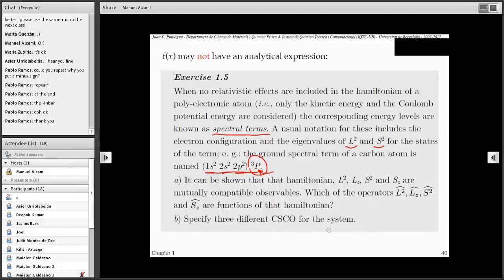Of course, we can do this because it can be shown that L squared, S squared, and also the Z components are compatible with the Hamiltonian, and all of them are compatible among themselves. So the five operators represent five compatible observables. Well, my question is, which of these operators are functions of the Hamiltonian? And then to specify a complete set of observables for a polyelectronic atom. Think about it, and we will discuss it on Tuesday. Okay?